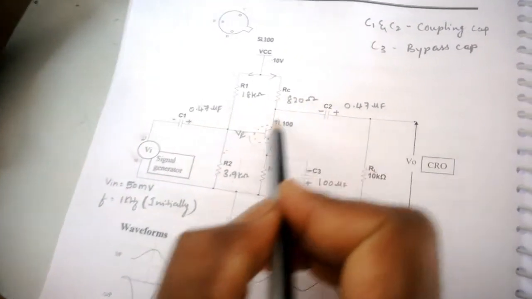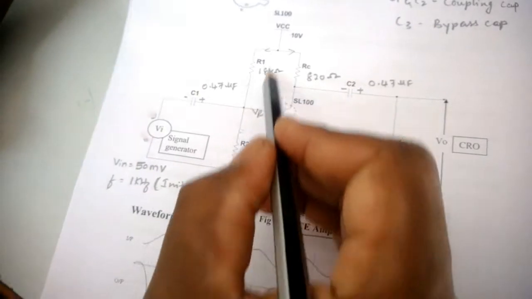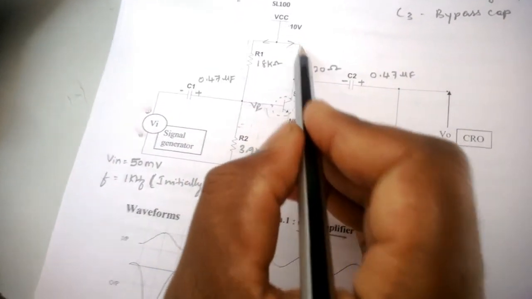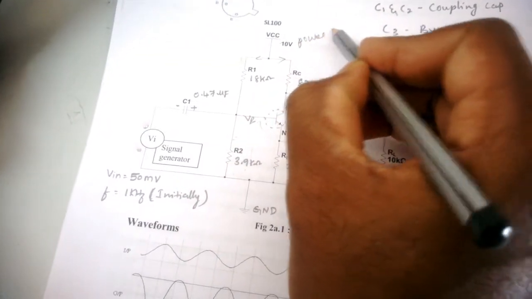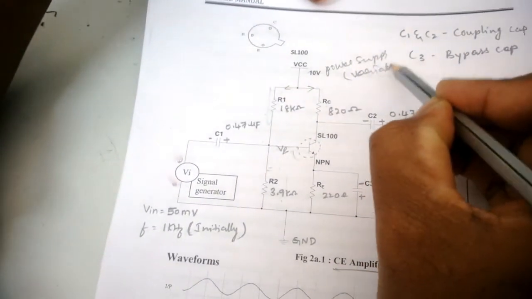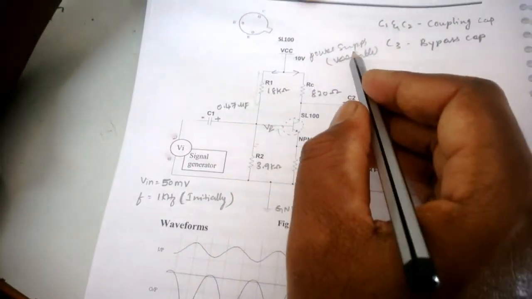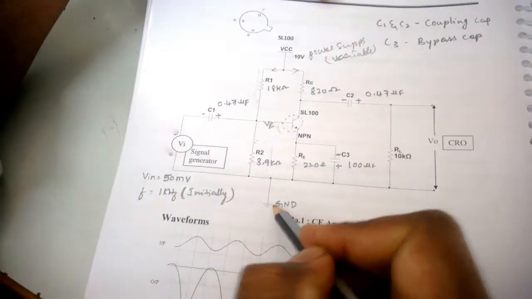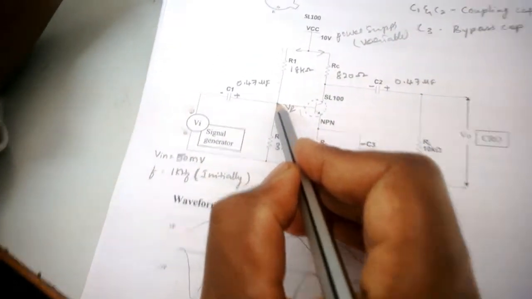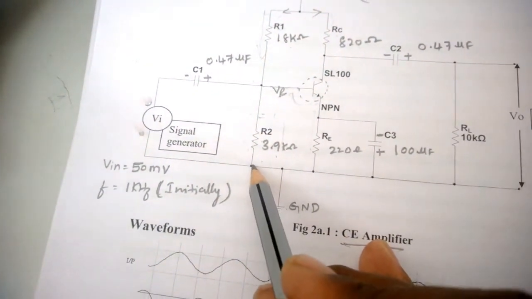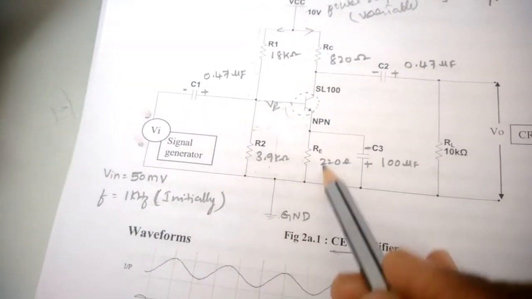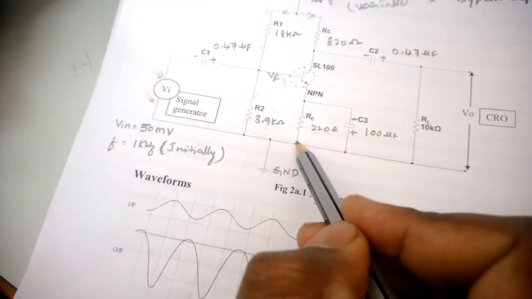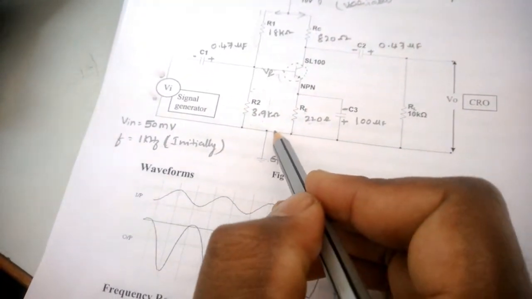The value is 820. From the base terminal R1 is connected, and these two, RC and R1, get shorted and connected to your power supply. This is a variable power supply, and the negative terminal of the power supply is connected to ground. From the base, R2 is connected. The other end of R2 is connected to ground, and to the emitter terminal RE, 220, is connected. The other terminal is connected to ground.